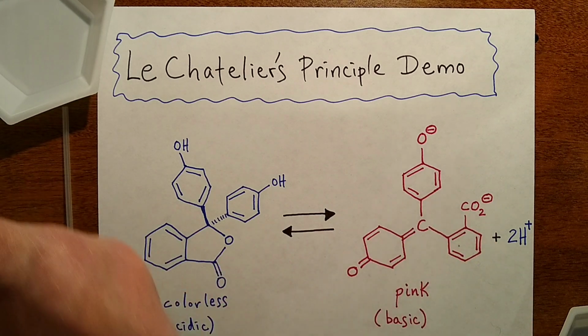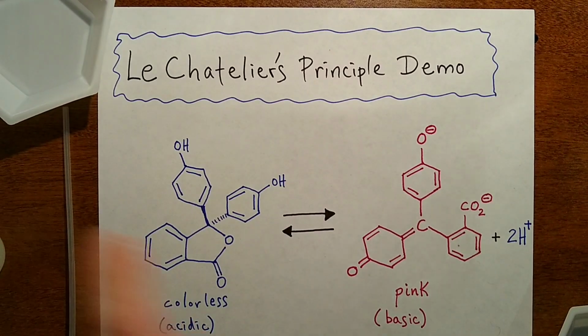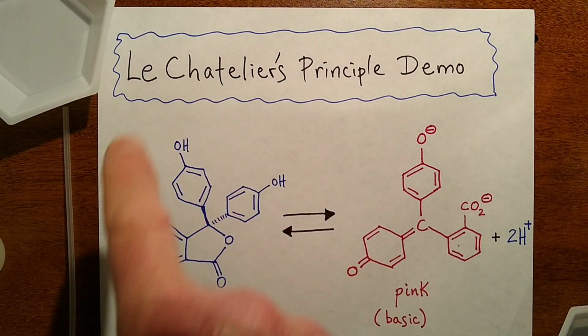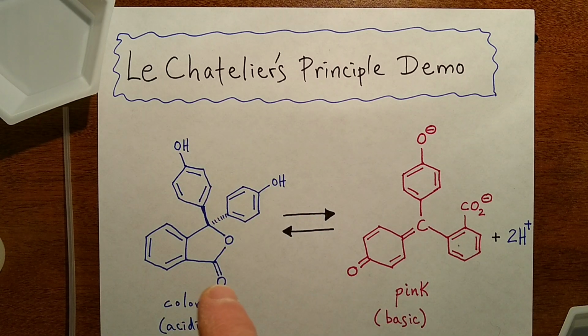So inside this bottle here, there's sort of a competition. Some of the molecules look like this, some of them look like this. I would guess that the vast majority are in this form here because it's a weak acid. So that means that the equilibrium lies far to the left. But I can cause this equilibrium to shift by adding base.